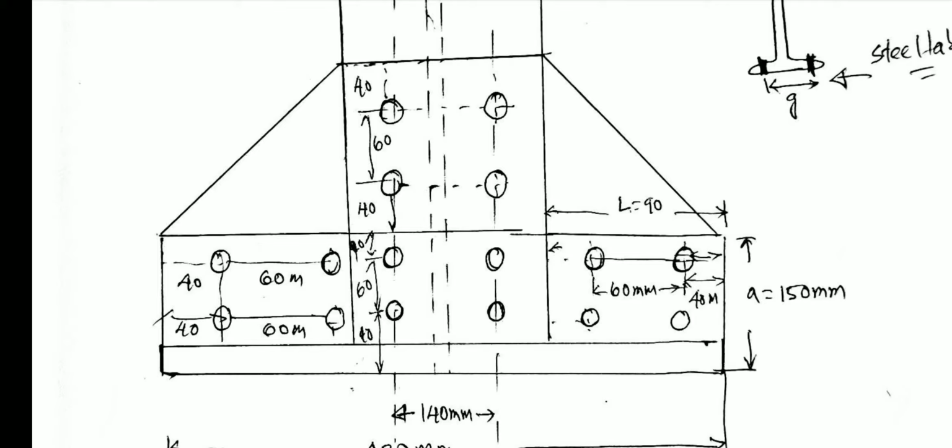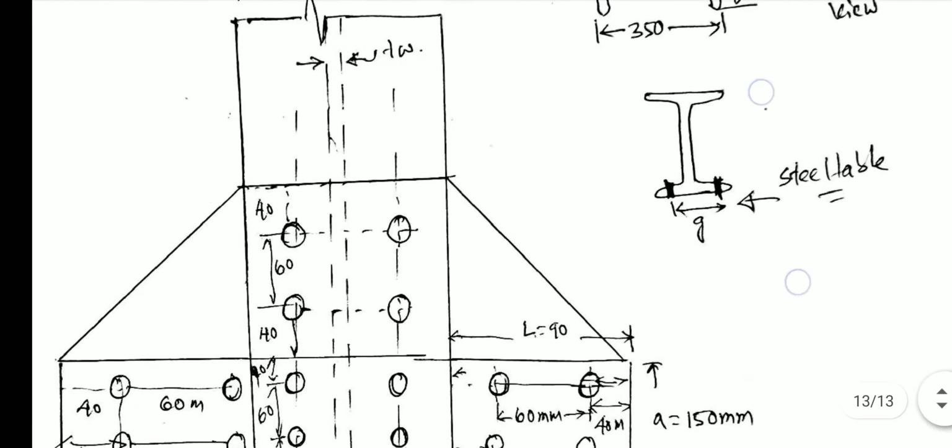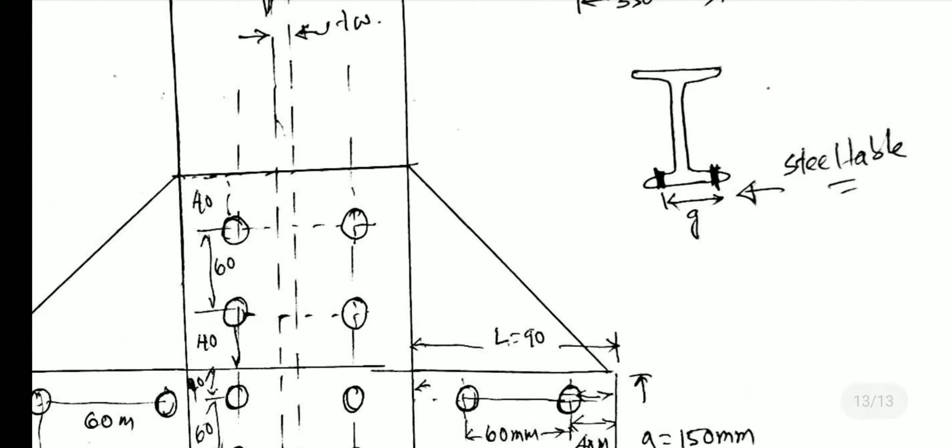Now the thing is very simple. When you observe this diagram, we require G. So where do you get this G, what is the G? The center to center distance between two bolts. Where do you get this? This will be obtained from the steel table. If you want, I will show you the steel table.